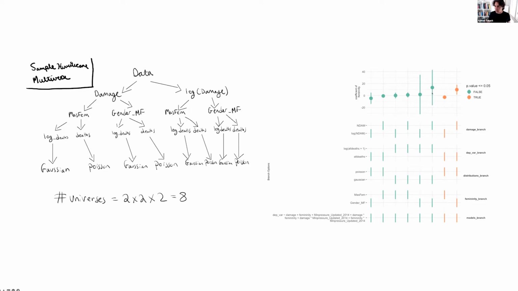And they're colored by whether or not the p-value for the coefficient was less than or equal to 0.05. So going down, you have all these different specifications of these different 8 universes. And this is a very simple example of a multiverse analysis. And then you notice that really only 2 of these specifications are statistically significant at the 0.05 level, and the rest aren't.